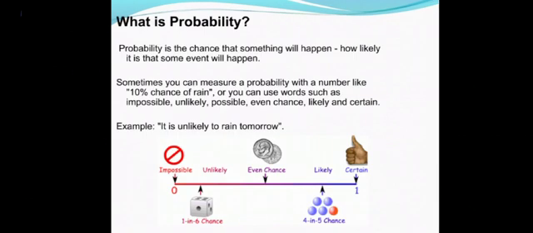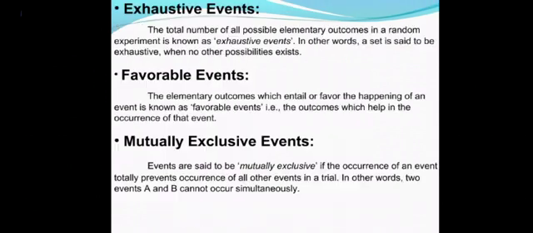What is probability? Probability is the chance that something will happen, how likely it is that some event will happen. Sometimes you can measure a probability with a number, like a 10% chance of rain, or you can use words such as impossible, unlikely, possible, even chance, likely, and certain. For example, it is likely to rain tomorrow. This is some basic concept of probability.